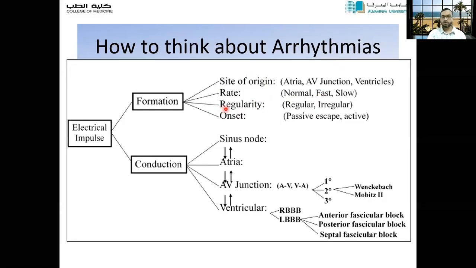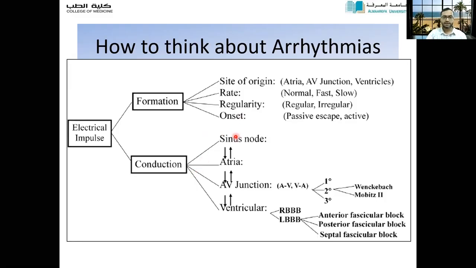And as I told you before, it can be a defect of regularity. You have to look into whether it's regular or irregular, or the onset of the arrhythmia, how it is there, whether it's just a passive arrhythmia where the SA node is not working and some other beat has taken place, or it's an active focus which is firing abnormal impulses. Or it can be a conduction defect.